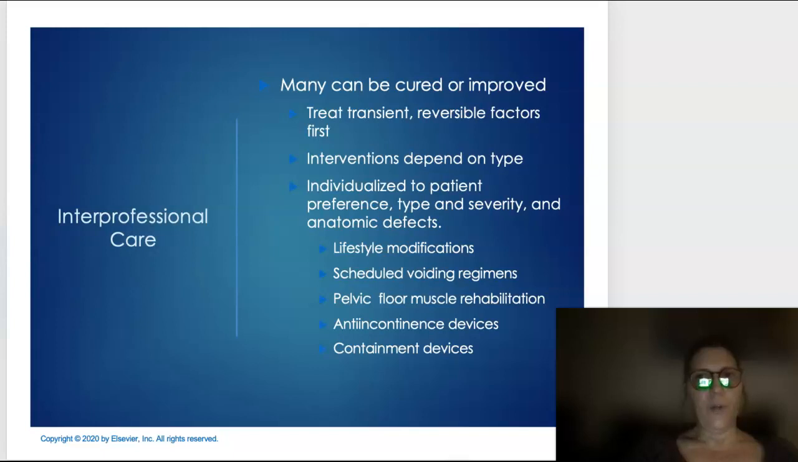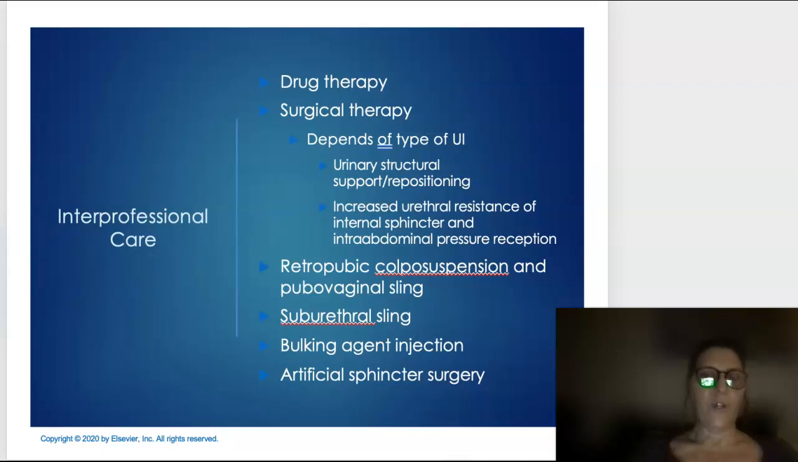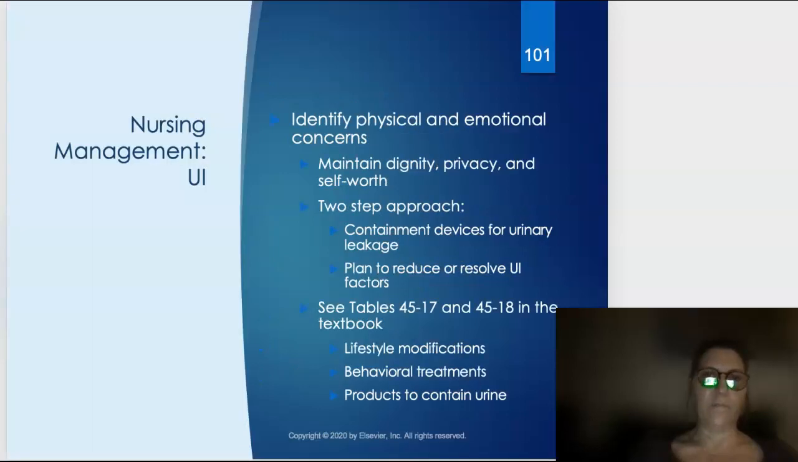Many can be cured or improved. The intervention depends on the type. So we're going to do lifestyle modifications, a schedule for voiding, pelvic floor muscle rehab, anti-incontinence devices, and containment devices. We might give drugs, surgery, depending on the type. They might need urinary structural support or repositioning, retropubic colposuspension and pubovaginal sling, suburethral sling, bulking agent injection, or an artificial sphincter surgery. So we're going to identify the physical and emotional concern.